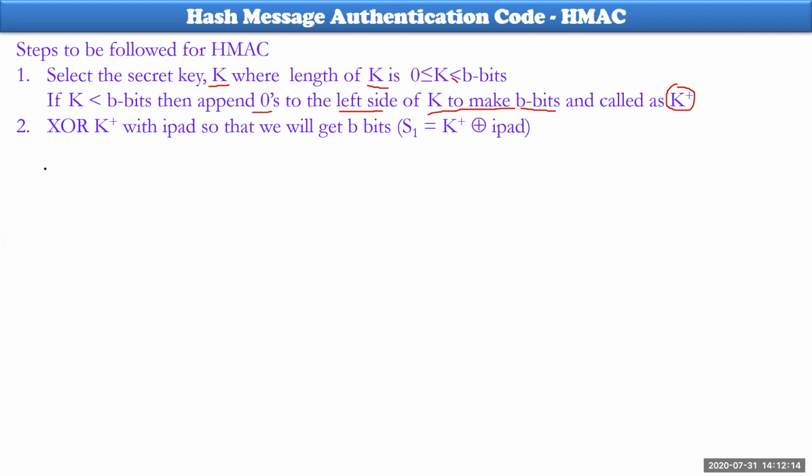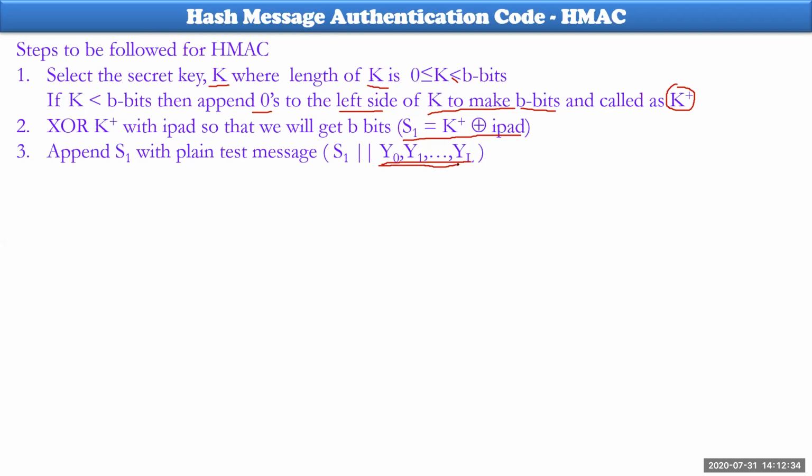Then exclusive OR K plus with the IPAD. IPAD means hexadecimal value 36, so that it again gets B bits, and the actual operation is S1 equal to K plus exclusive OR IPAD. This is appended to the actual message, which is divided into several blocks, each of size B bits. S1 is appended to the actual message. After appending, on this whole text you have to apply SHA-512.